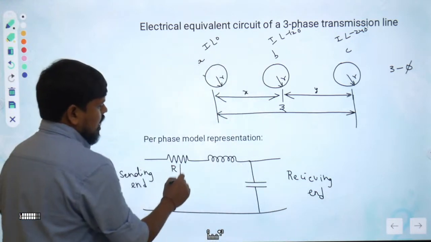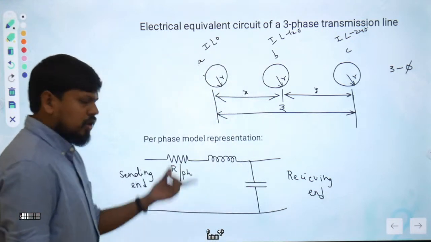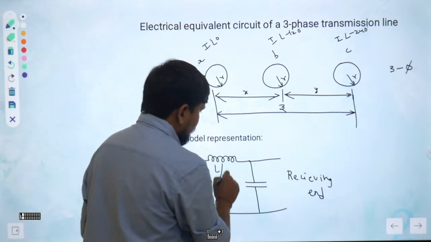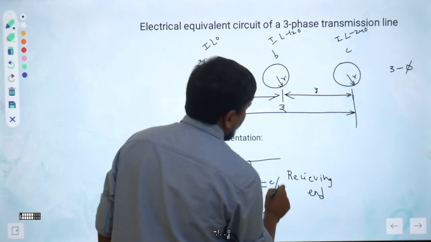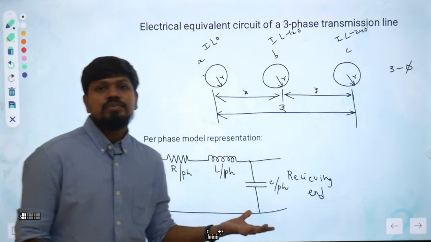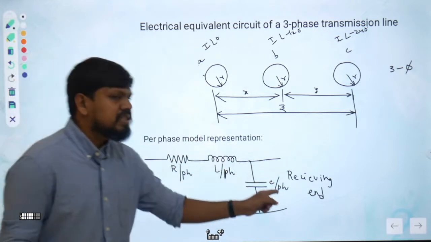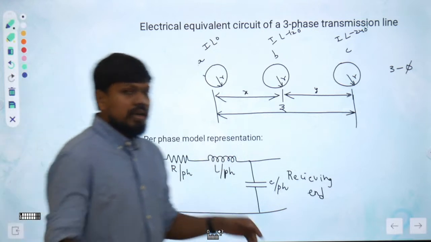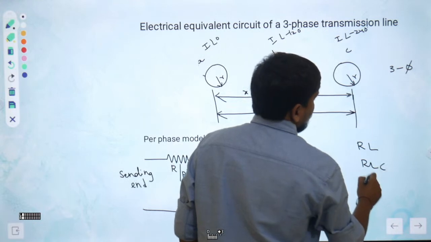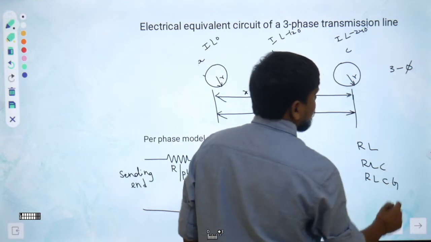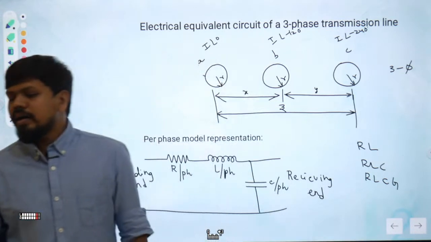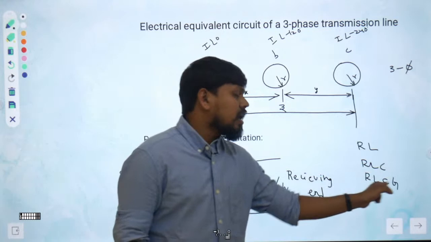This is R per phase, meaning we need to calculate the per phase value and give it. This is L per phase, and this is C per phase. Like this, you have to represent everything for the transmission line: R, L, and C. The transmission line can be represented as an RL model, RLC model, or RLCG model, where G means the conductance parameter.